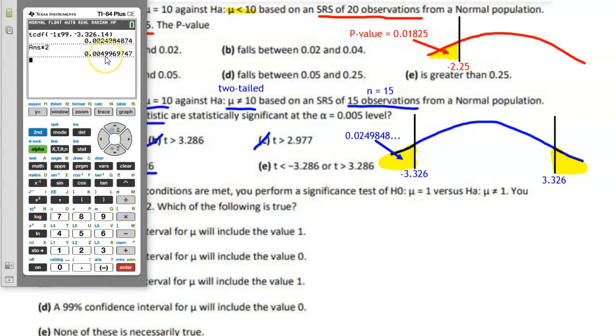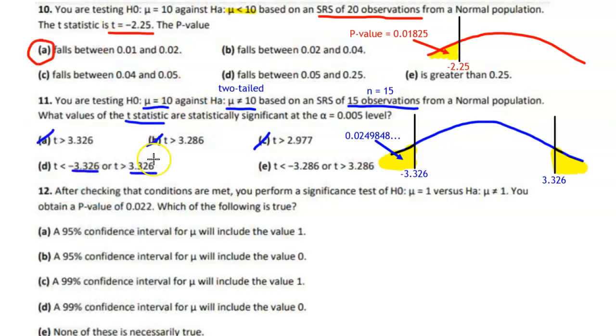Wow, that's really, really close to 0.005. But we know that it is less, right? This number is smaller than 0.005. So that is the value, or these are the values, I should say, that are statistically significant at alpha equals 0.005. There's our answer.